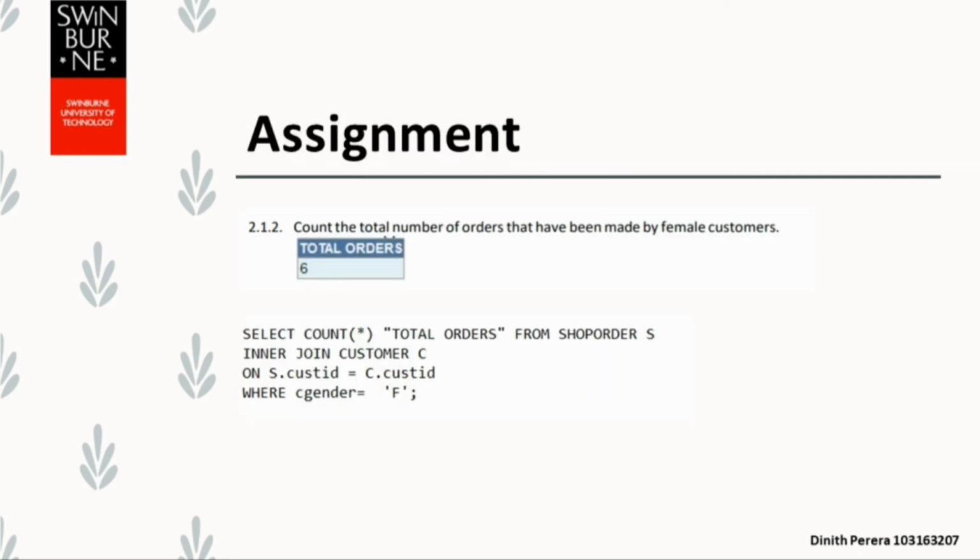So we're moving on to the assignment example. We had a question to get the results for only the female customers' count. In this query, you can see we were using an inner join. And at the last line of the query, it says where cisgender is equal to F. So it specifically selects only the female customers and displays the answer as 6, which means the total order count made by female customers.